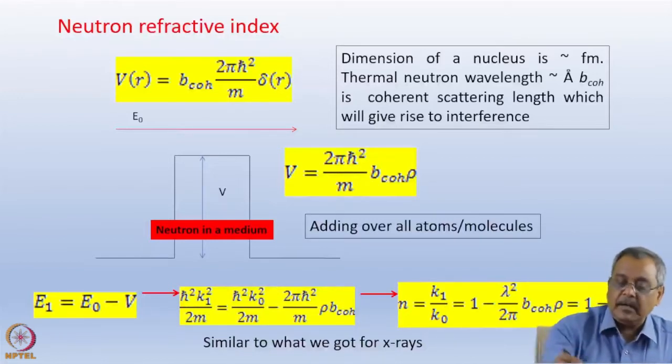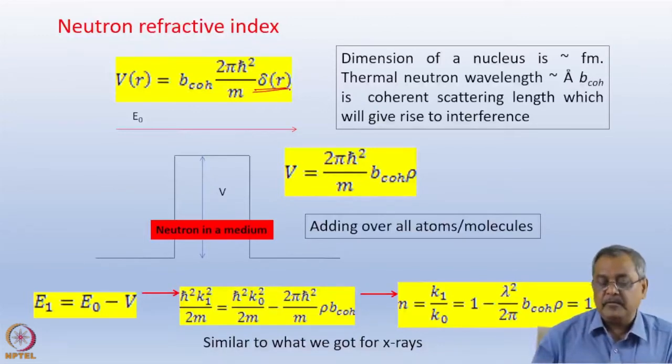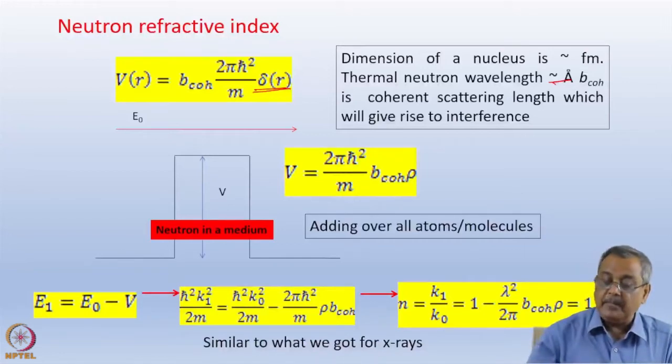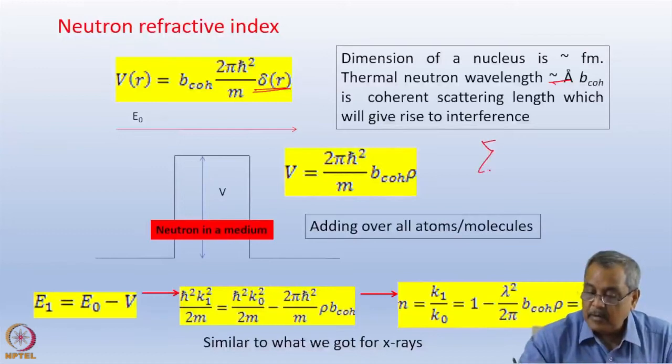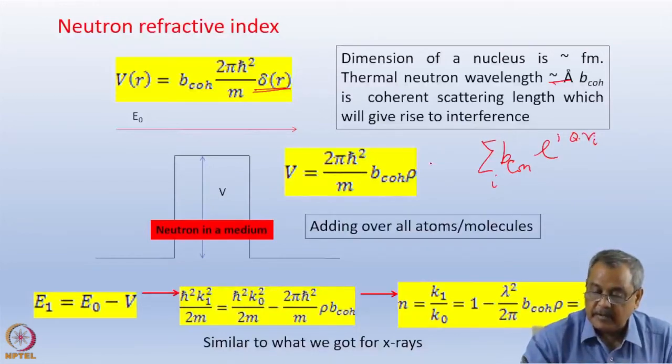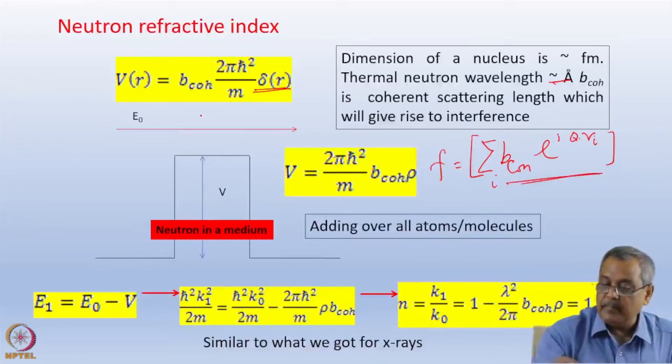I am just telling you that the fundamental reason for using delta r as the potential's spatial extension is that the nuclear dimension is just femtometer and the thermal neutron wavelength is around angstrom. And b coherent is the coherent scattering length. Just to remind you, I wrote b_i e to the power i q dot r_i, where q is the scattering vector, which equals the scattering amplitude apart from some constants. I wrote it earlier.